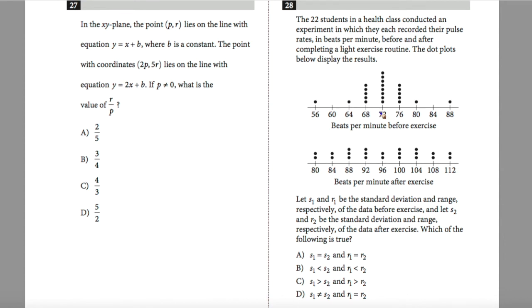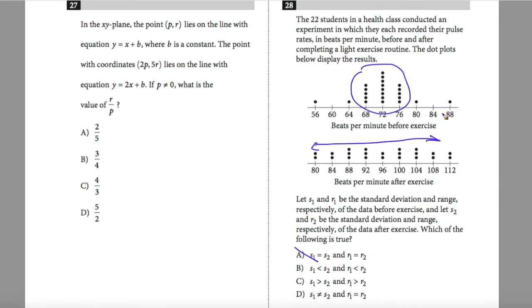Well, they do not have the same standard deviation. I see that it does say that they do not have the same standard deviation. So anything where it says the same standard deviation is not going to be the case. And that's because here it's very clustered and here it is very varied.